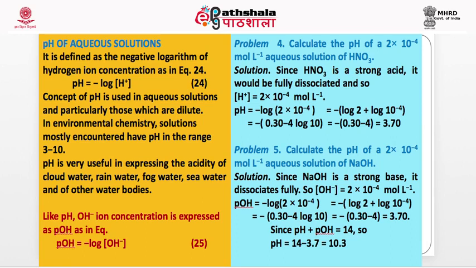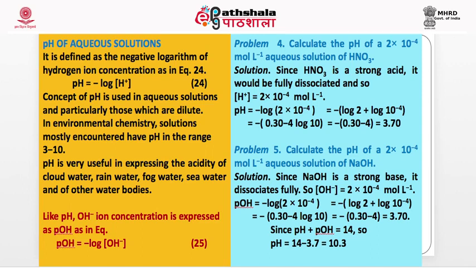pH of a 2 into 10 to the power minus 4 solution of HNO3. HNO3 is a strong acid. It will fully dissociate. So what will happen? 1 HNO3 gives 1 hydrogen. It means 2 into 10 to the power minus 4 mole per liter HNO3 will give 2 into 10 to the power minus 4 mole per liter hydrogens. So pH equal to, by definition, minus log of this. We solve it and get an answer of 3.7.